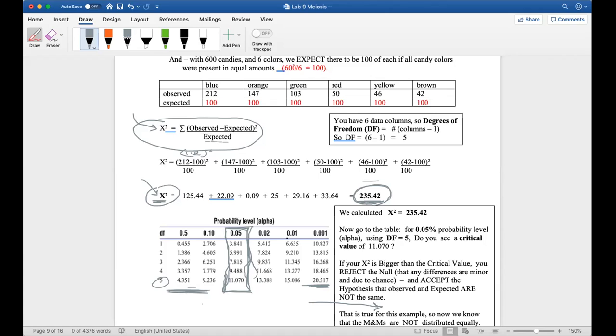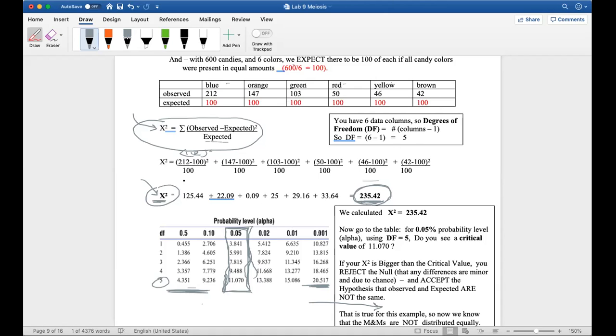So in order to know if this number tells us whether or not these are the same or different, we need one more thing. We need to calculate the degrees of freedom. The degrees of freedom is simply the number of categories you're looking at: 1, 2, 3, 4, 5, 6, minus 1. If you ever take a statistics class, they will explain the concept behind degrees of freedom a little bit more. But for now, just know it is your categories minus 1. So our degrees of freedom for this problem are 5.